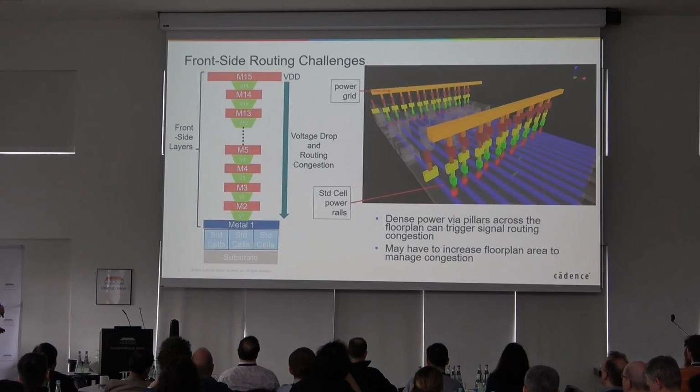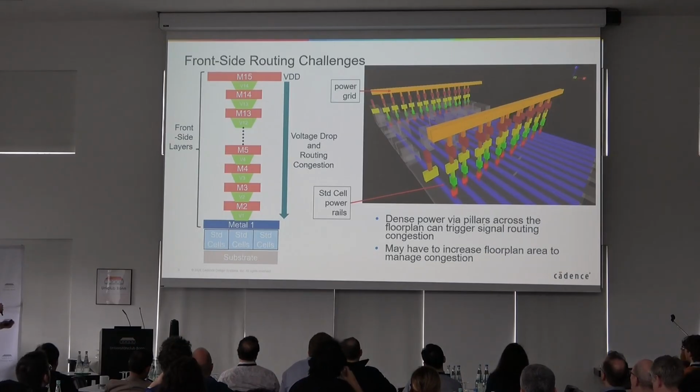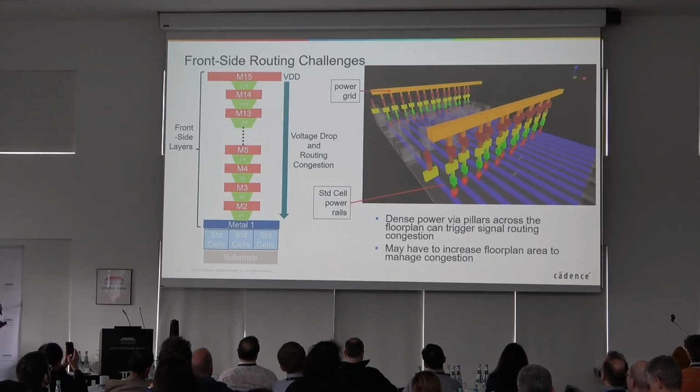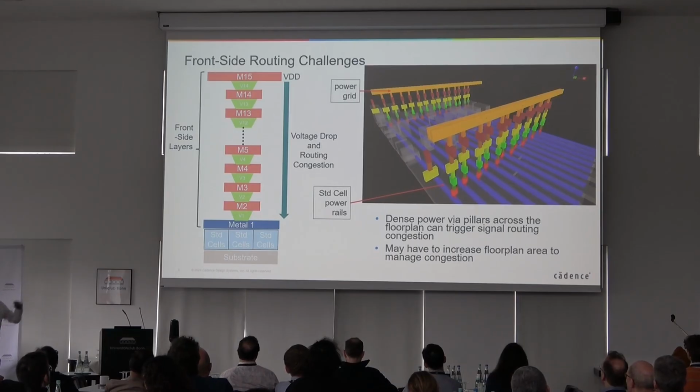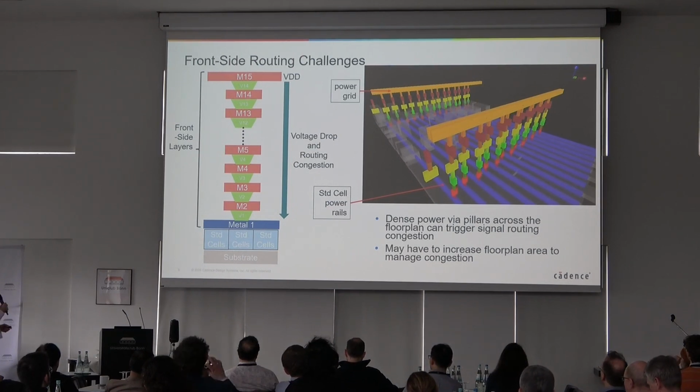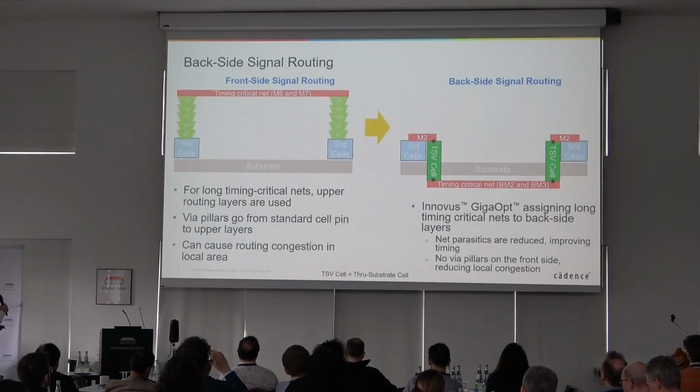On the front side, we have problems with, for example, congestion. Designs are getting larger and larger, and routing resources are at a premium. And as we go to smaller technologies, we're seeing more problems with via resistance, IR drop, all of those things. So using the backside as a resource, both for power and also for signal routing, provides you additional opportunities.